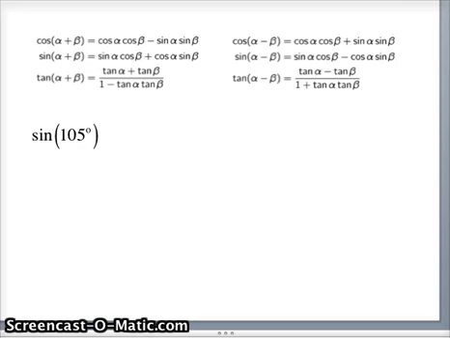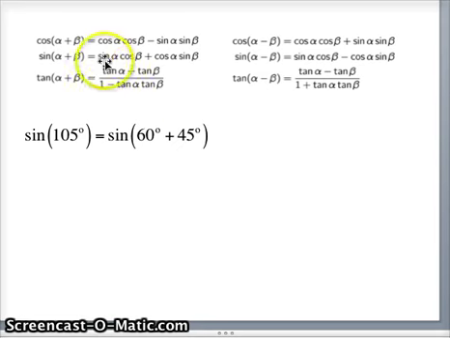Here I've got the cosine of 105 degrees. So again, we know 30 degrees, 45 degrees, and 60 degrees. The one we'll get here would be 60 plus 45. So which formula are we going to use? It'll be the second one. We're going to let alpha be 60 degrees and beta be 45. So it'll be sine 60 cos 45 plus cos 60 sine 45.